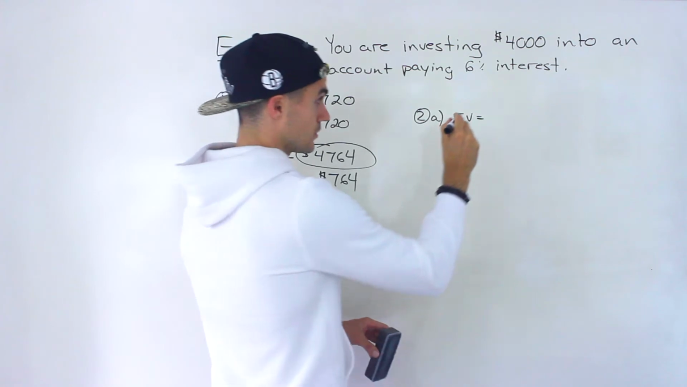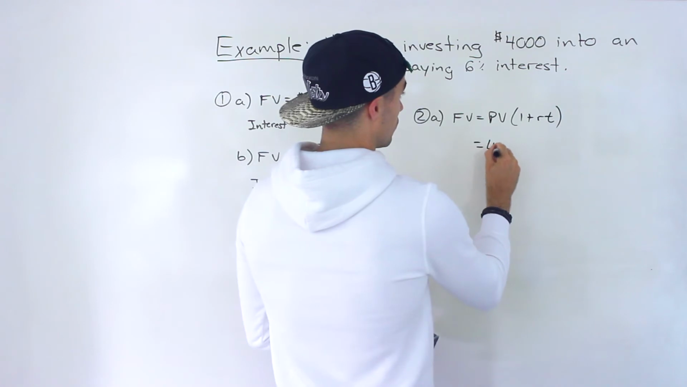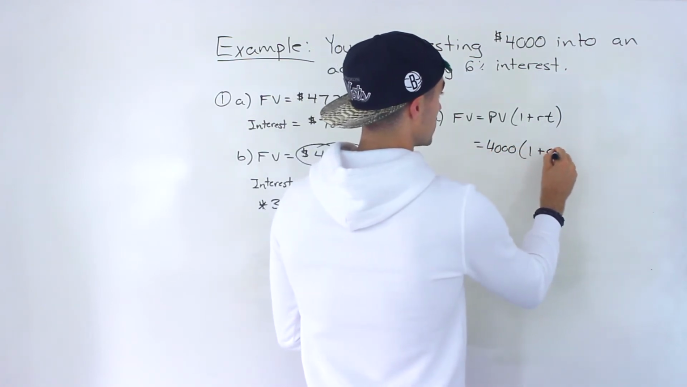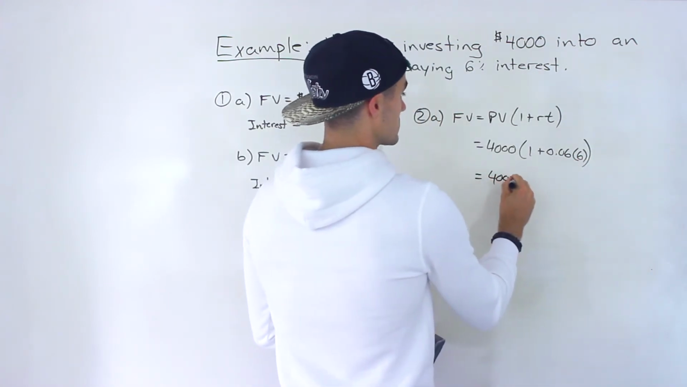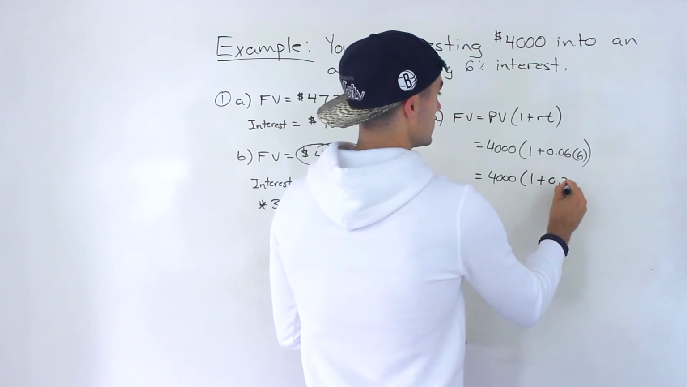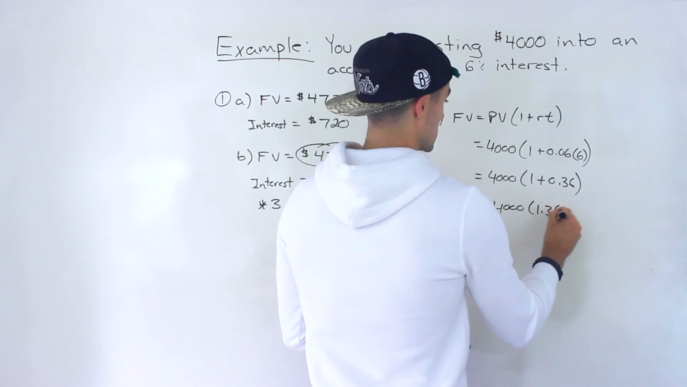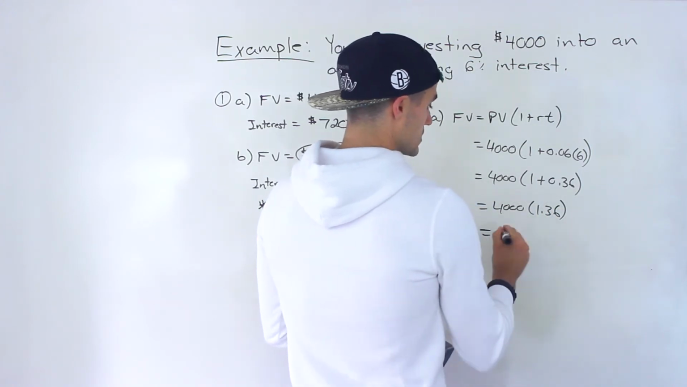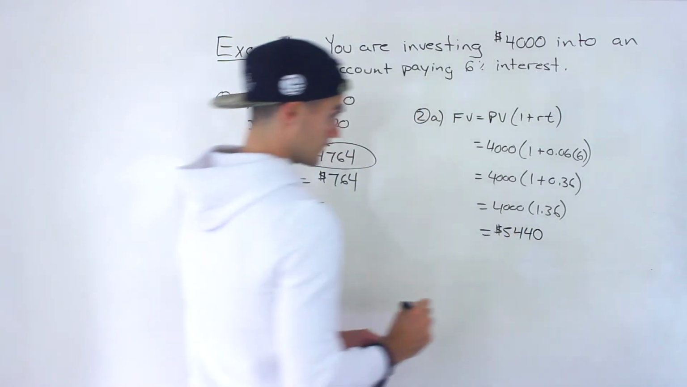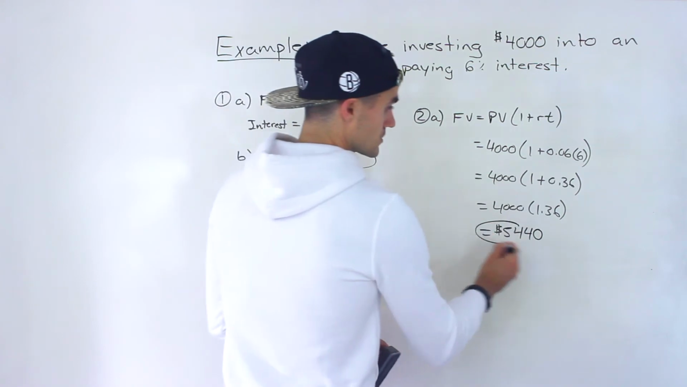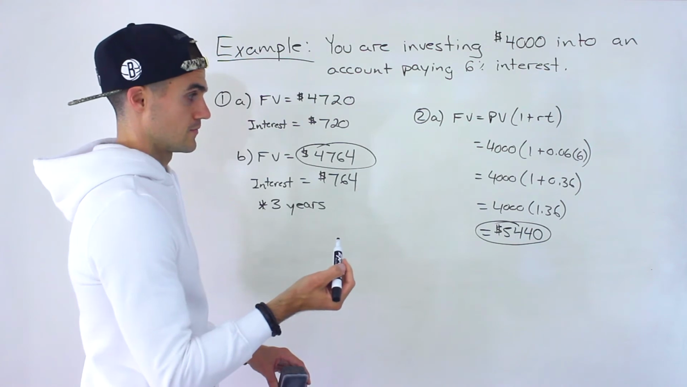pretend that the account pays simple interest. So we'll have 1 plus RT here, 4,000 times 1 plus 0.06, but now it's going to be for 6 years. So this would end up being 4,000 times 1 plus 0.36, 4,000 times 1.36. When you multiply these two, you'd end up with 5,440.